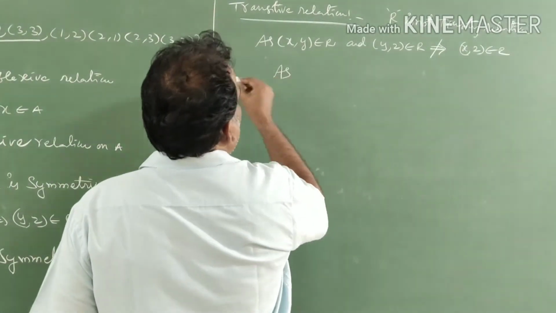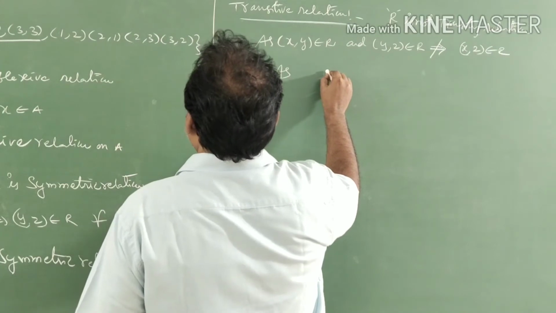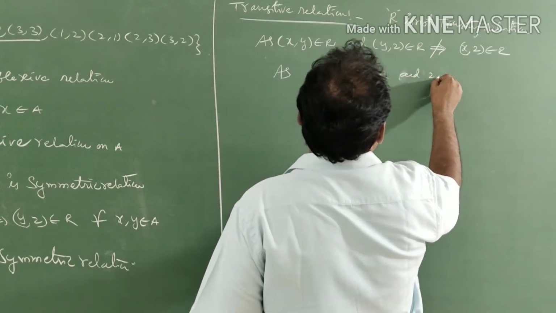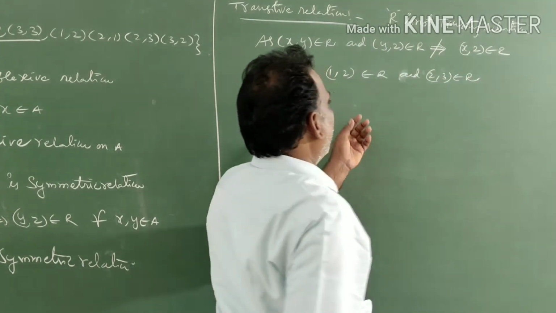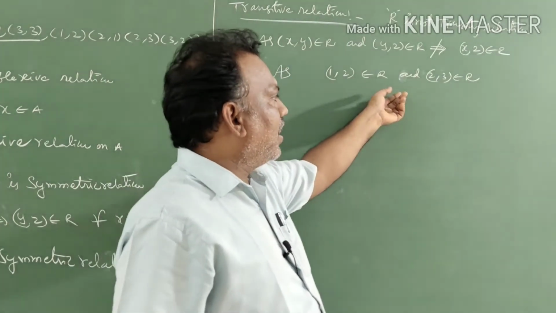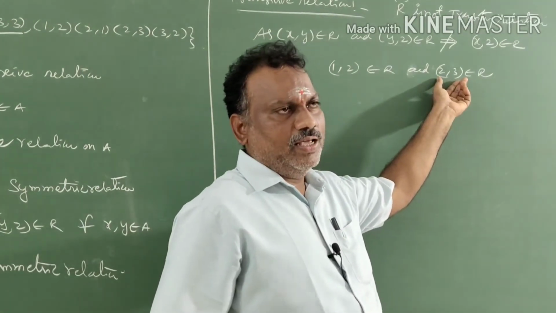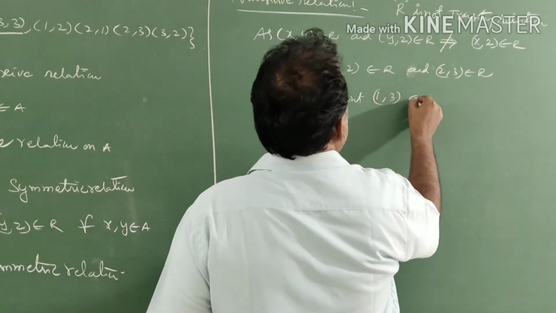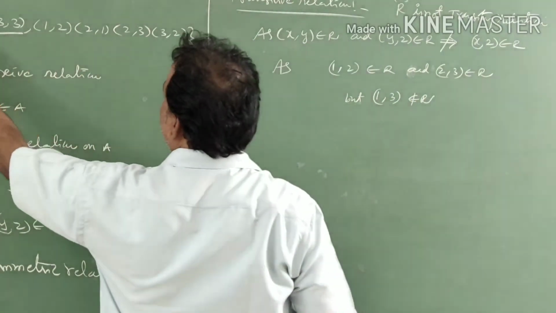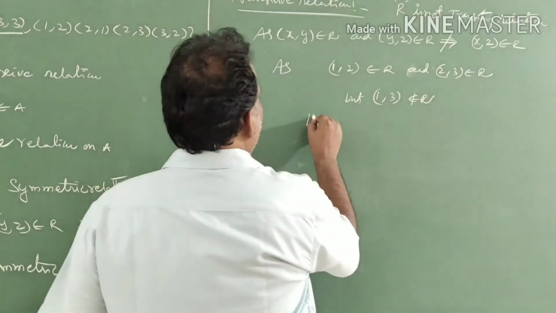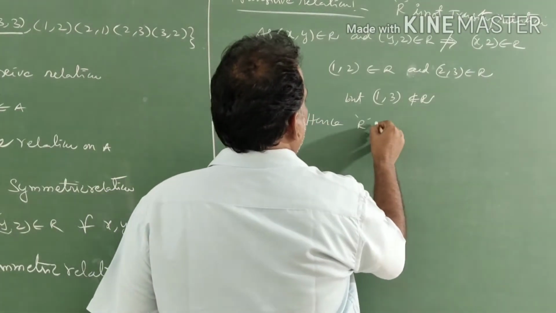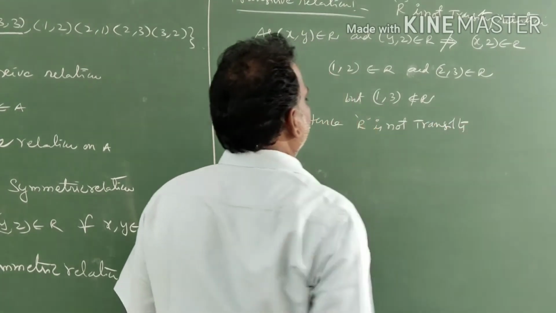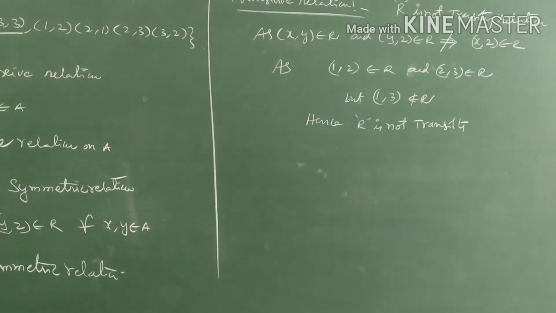Now we have to give an example: (1,2) belongs to R and (2,3) belongs to R. You can check it here. Ordered pair (1,2) is nothing but (a, b) and ordered pair (2,3) is nothing but (b, c). Whereas what is (a, c) here? But (1,3) does not belong to R. Ordered pair (1,3) will not be found in this relation. Hence R is not transitive.